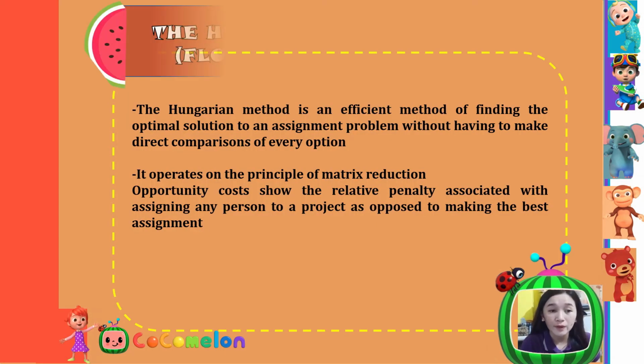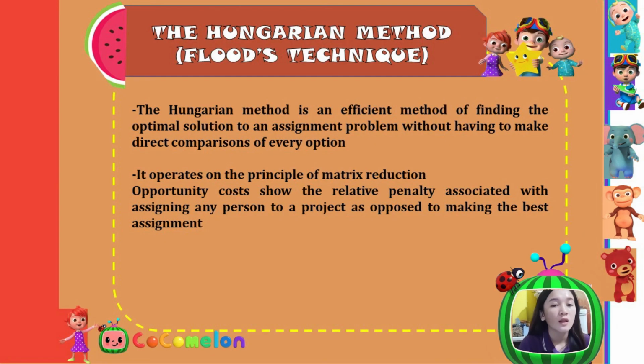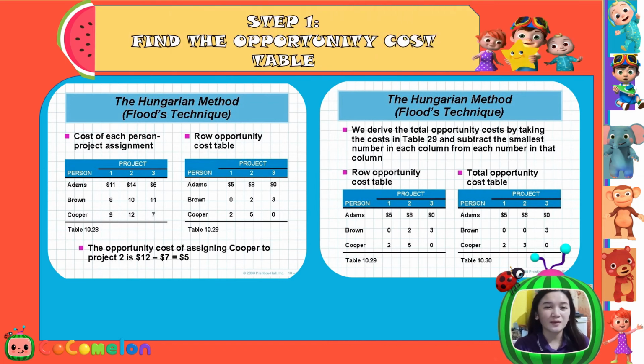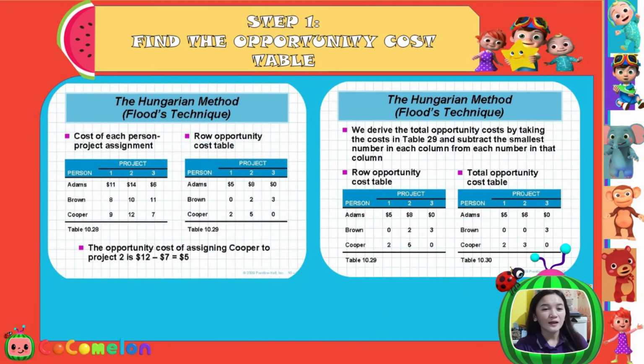Let us solve an assignment problem using the Hungarian method. The Hungarian method is an efficient method of finding the optimal solution to an assignment problem without having to make direct comparison of every option. It operates on the principle of matrix reduction. The opportunity cost shows the relative penalty associated with assigning any person to a project as opposed to the best assignment. So, the first step in the Hungarian method, Flood's technique, is to find the opportunity cost table.